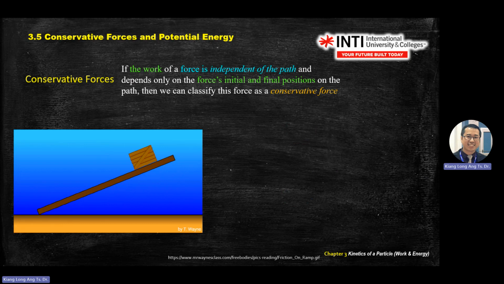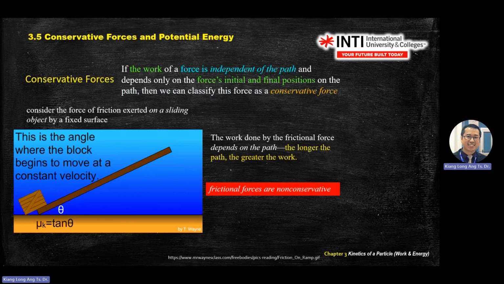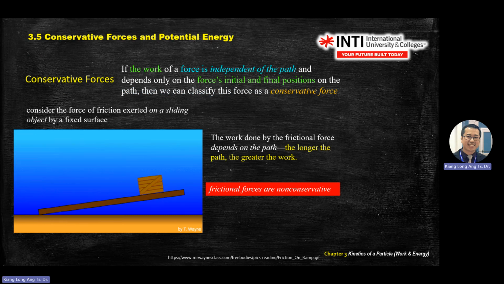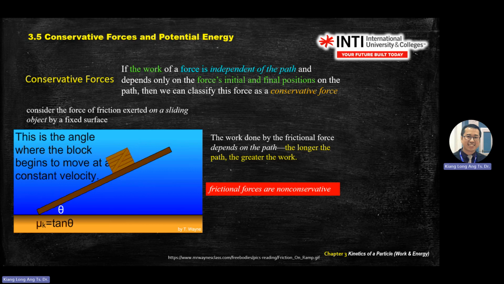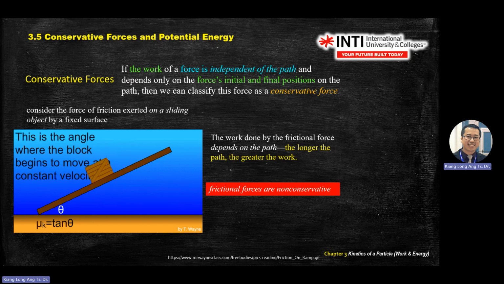However, if you look at this diagram, when you slide an object at a certain angle, there's friction there. Friction depends on the path, the surface that it goes across. So friction is non-conservative. Friction is non-conservative, meaning that if the question asks you to apply the conservative principle, you have to take friction out of your calculation. Okay.